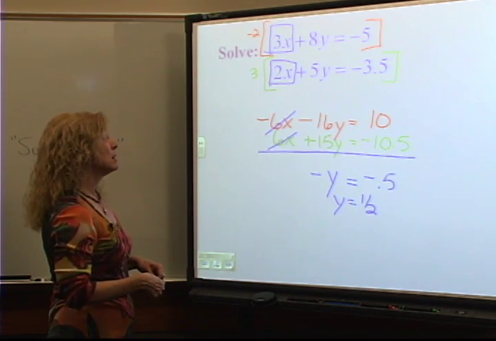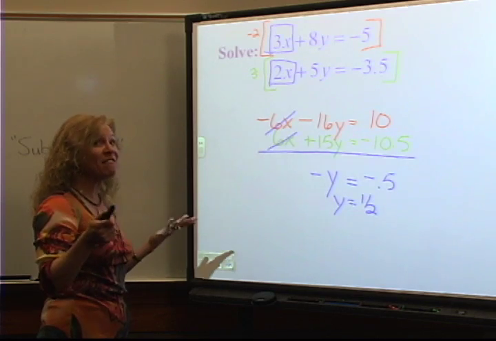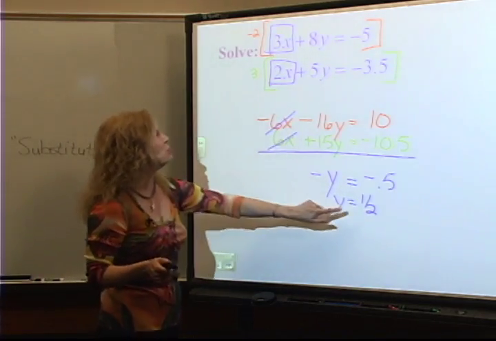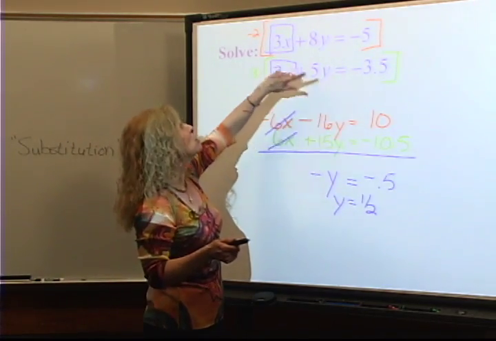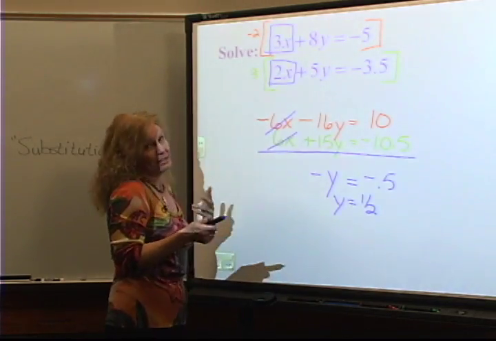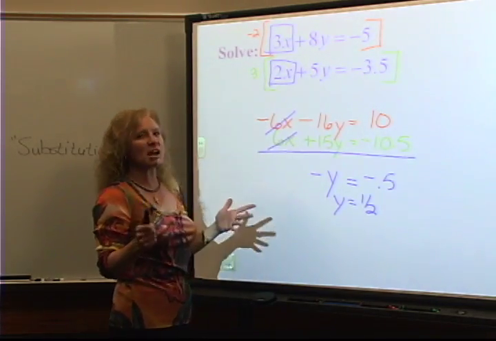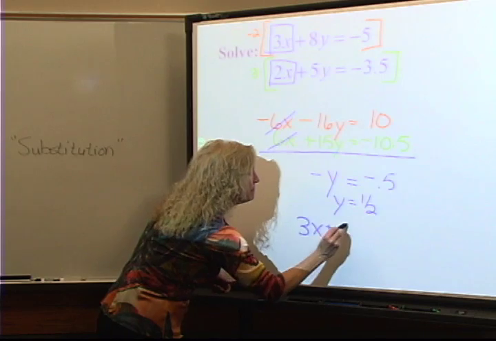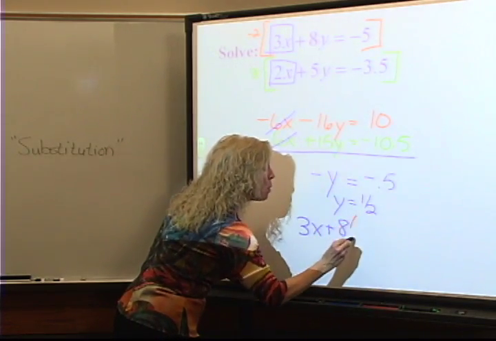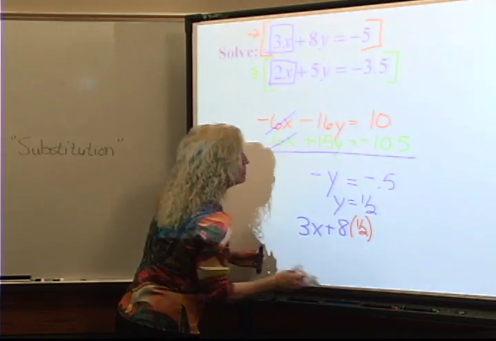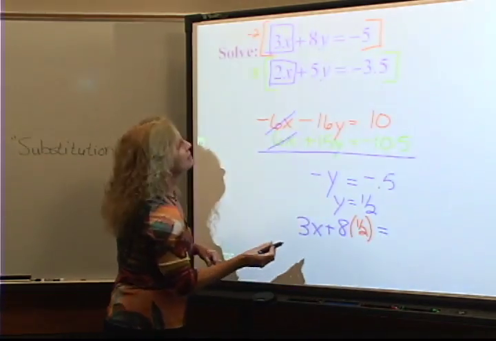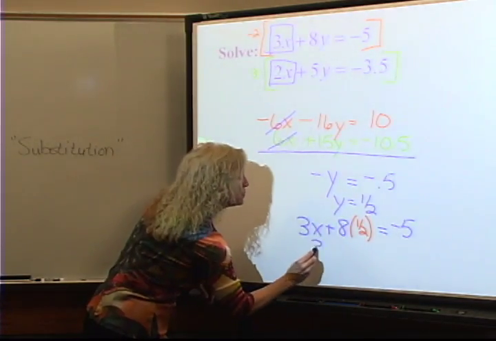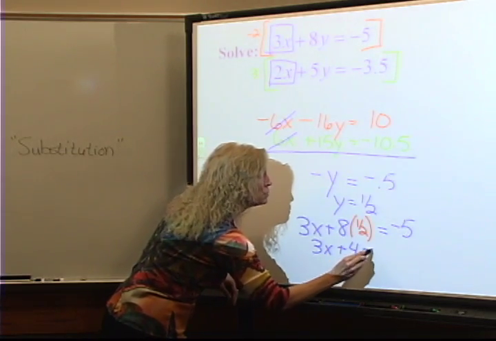Okay. Now I now have half of my answer. I have to go back and find the x. Now I can choose to put that 1/2 into the second equation or into the first equation. And if you're really good with arithmetic, you'll notice that the first guy will probably be easier for us. So I get 3x plus 8 times 1/2 is equal to negative 5. And I get 3x plus 4 equals -5.